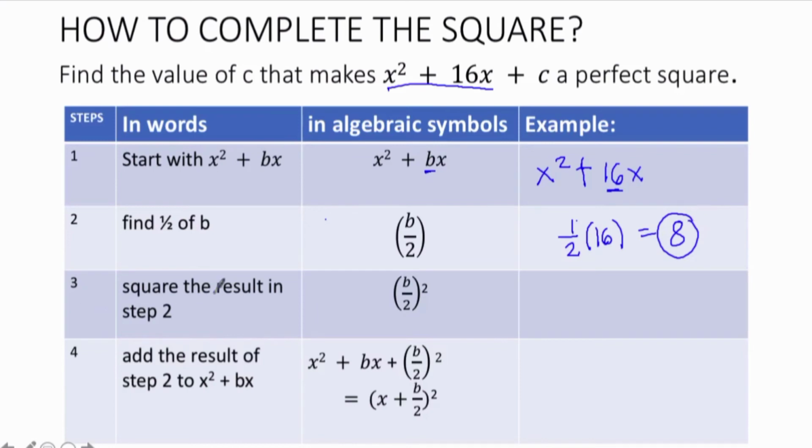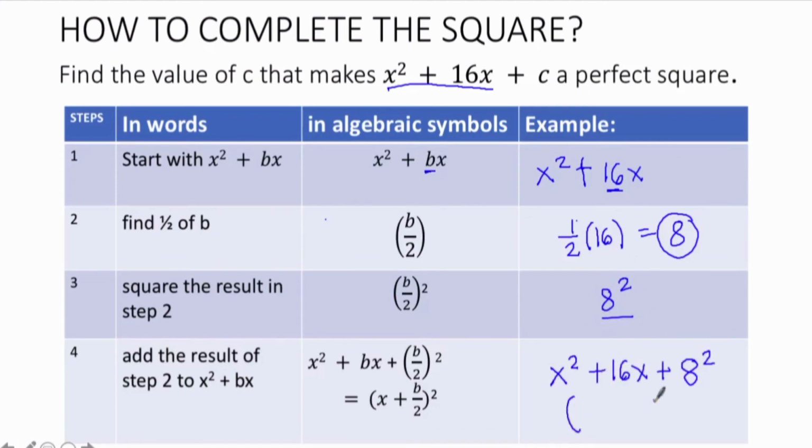In the third step, you square the result in step 2. What you're going to do is square that 8, 8 squared. And then add this result to these first 2 terms. So the perfect square trinomial now is x squared plus 16x plus this one, 8 squared.